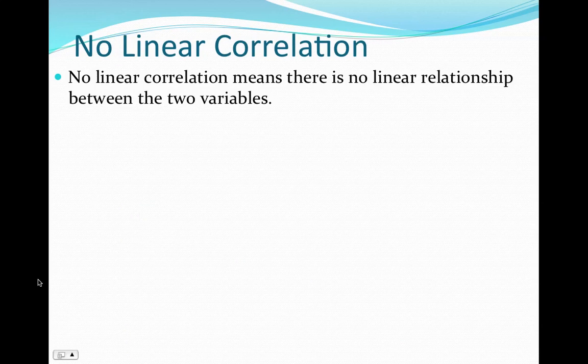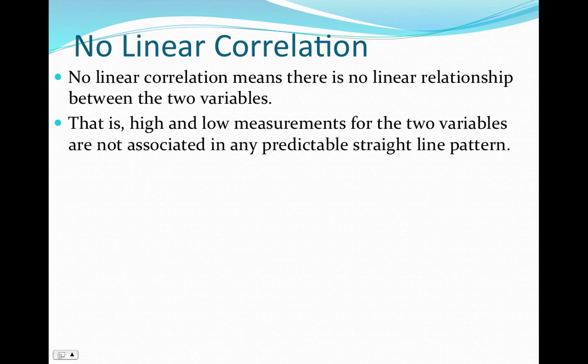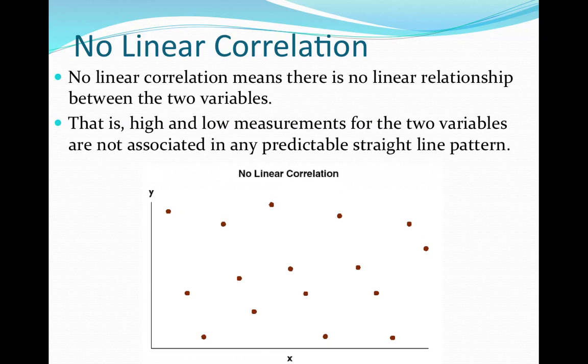There is no linear correlation when there's no relationship between the two variables. That is, high and low measurements for the two variables are not associated in any predictable straight line pattern. So again, it's like dropping cereal on the floor. Everything goes every which direction, and nothing has a necessary pattern. If you put a line through these, you don't generally see the points moving upward from left to right or downward from left to right. There's no linear correlation here at all.